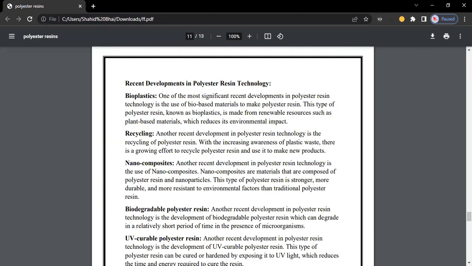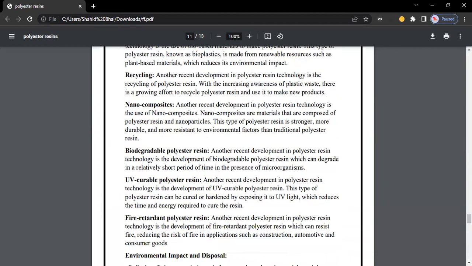Recycling. Another recent development in polyester technology is recycling the polyester. It is more beneficial for humans. It has increased the awareness of plastic waste, and there is a growing effort to recycle polyester and use it to make new products. It means that we convert the bad quality product into a good one by using the process of recycling.